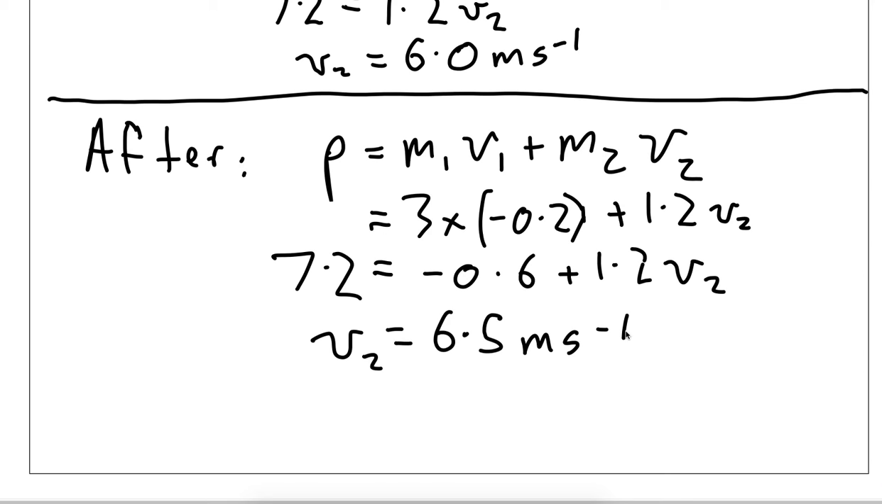And that makes sense because we've given a little bit of momentum in the negative direction, the left to right direction, to the 3 kilogram ball. So for momentum overall to be conserved, we have to give a little bit more momentum in the other direction to the 1.2 kilogram ball. So that's internally consistent.